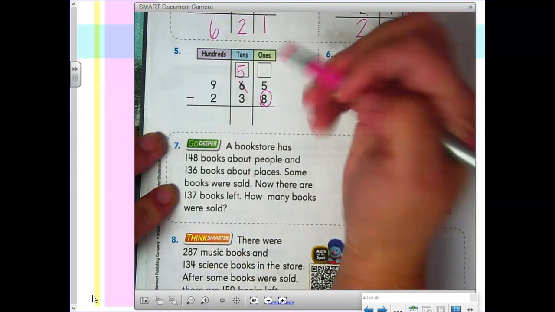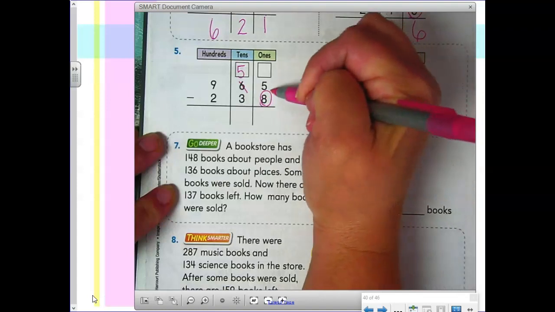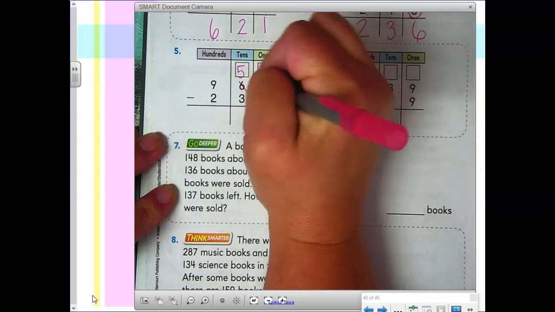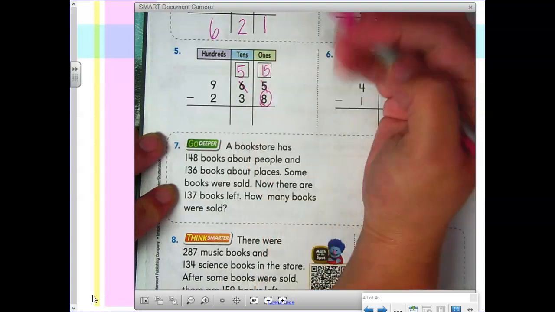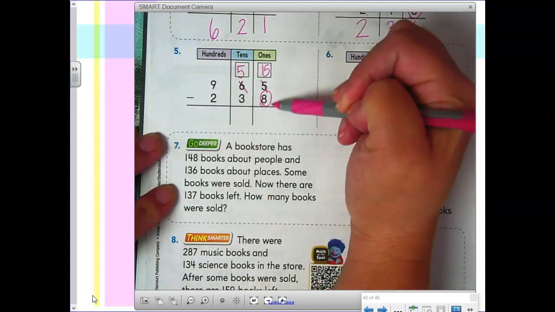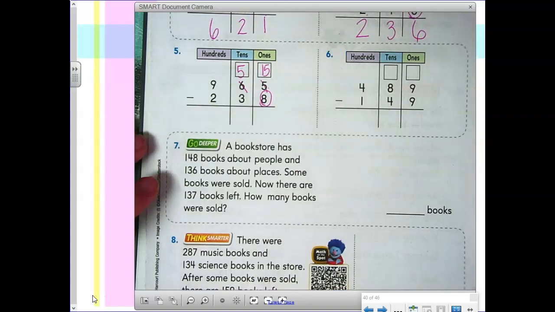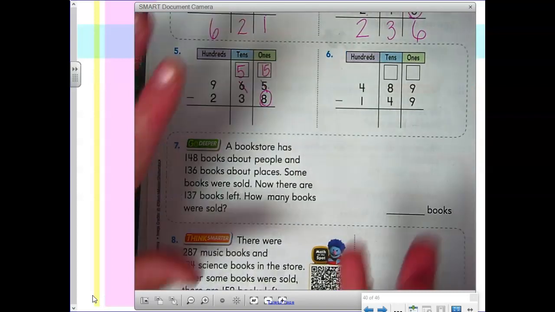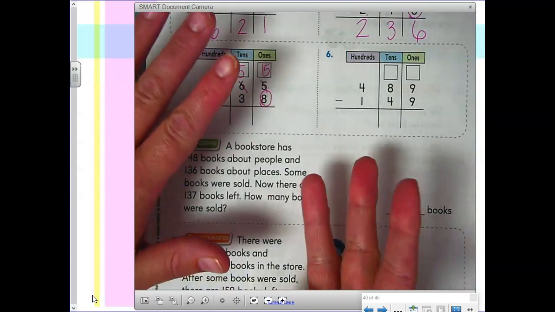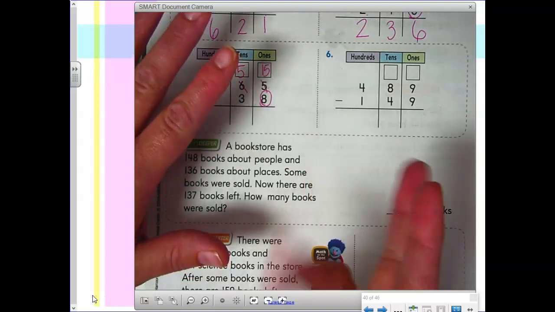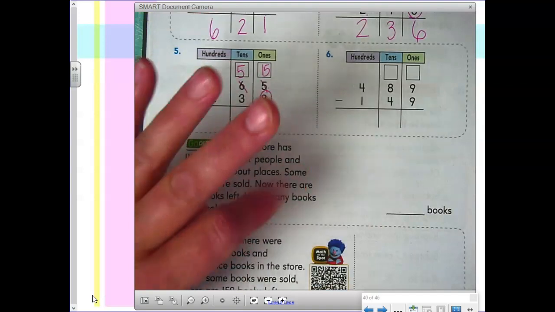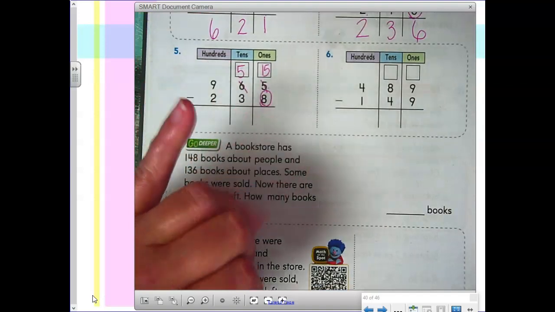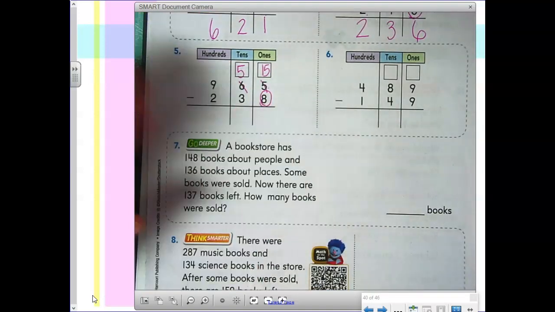And then we add it back. So 10 ones plus 5 is 15. Now we subtract 15 minus 8. All right, we've got 8 fingers. Count back. 15, 14, 13, 12, 11, 10, 9, 8, 7.